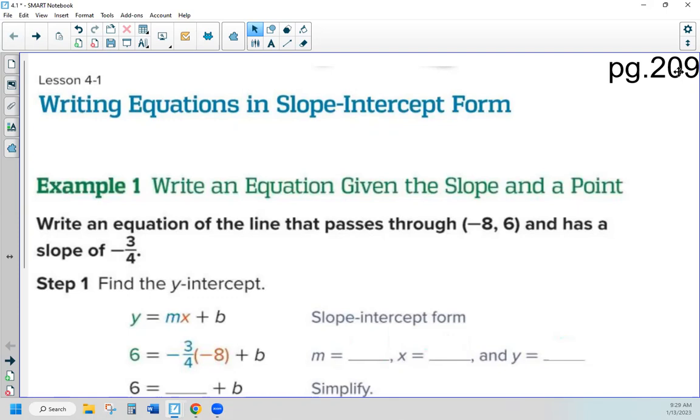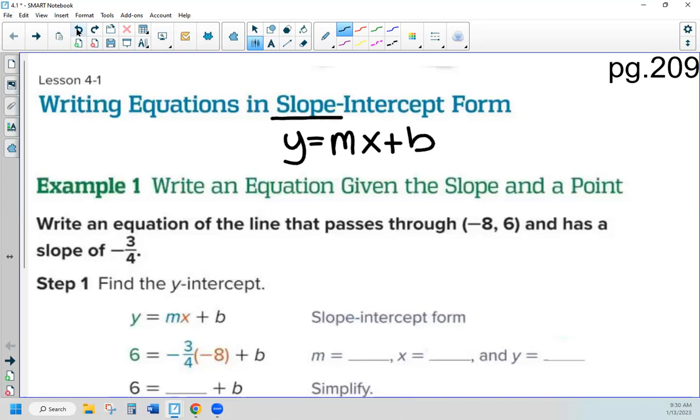Obviously right now we're on page 209, and let's read to see what lesson this is. This lesson is writing equations in slope-intercept form. This lesson and the next one should feel very simple, because we've already talked about slope-intercept form. Slope-intercept form is when we grab an equation of a line and rearrange it so it looks a specific way: y = mx + b, where your slope is m and your y-intercept is b.